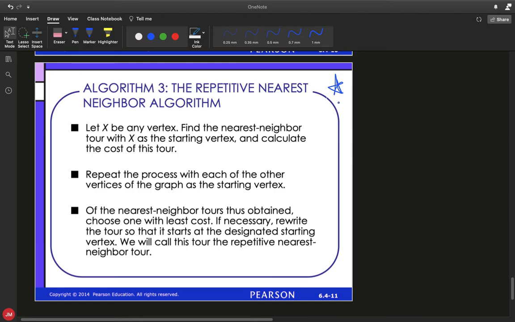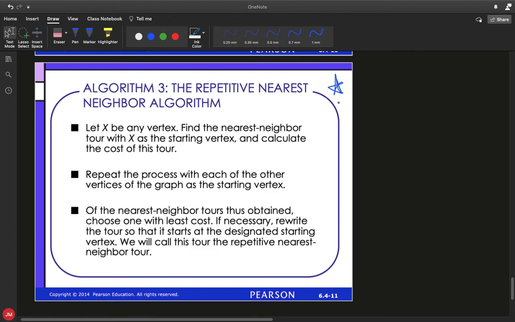So let's let X be any vertex. We're going to find the nearest neighbor tour starting with X and calculate the cost of that tour. We're then going to repeat that process with each of the other vertices on the graph as the starting vertex. Once we've done that, looking at all of our nearest neighbor tours, we're going to choose the one with the least cost. And if necessary, we'll rewrite the tour so that it starts at the designated starting vertex, and we'll call this tour the repetitive nearest neighbor tour.